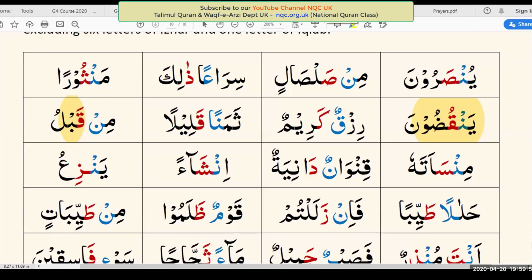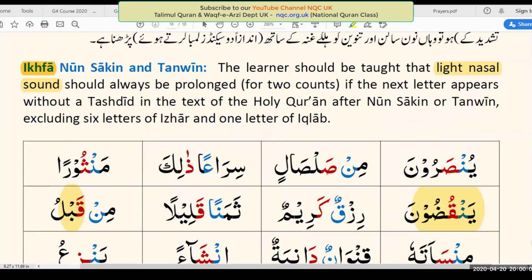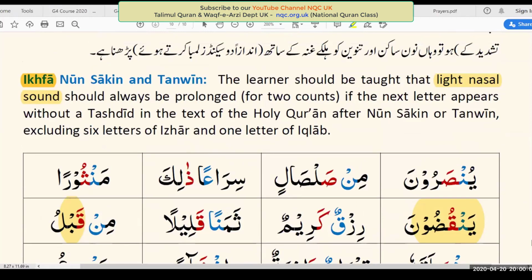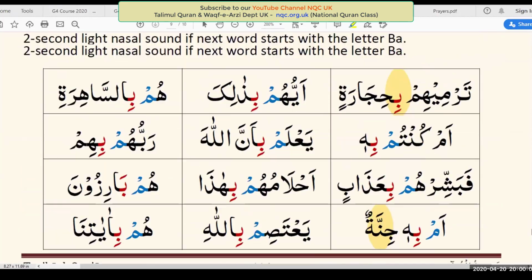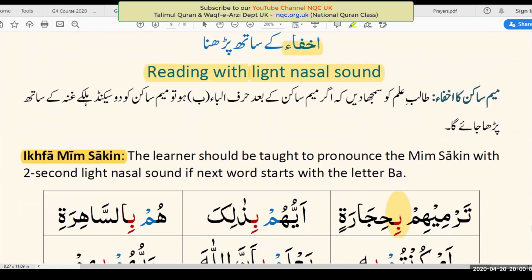Today we have learned about Ikhfa. We've learned about Ikhfa Noon Sakin and Tanween, and we've learned about Ikhfa Mim Sakin. So inshallah you will have one more lesson with the team, which is this Thursday, and then we'll have a break for Ramzan, and then we'll be back after that.